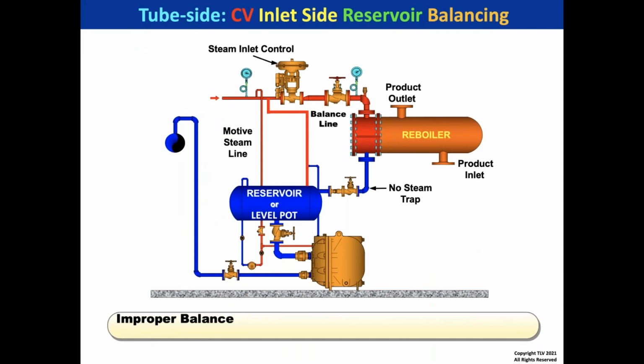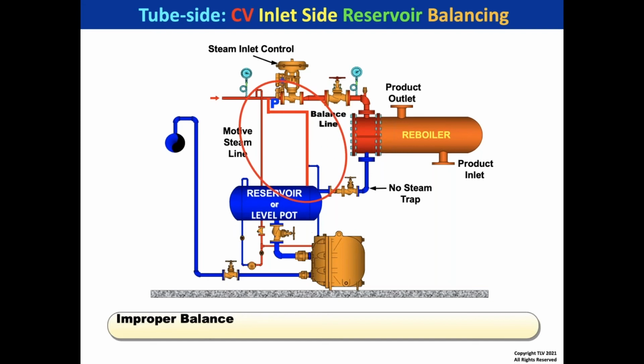All right, so let's take a look at balancing, and here what you're seeing is a level pot or a reservoir. A level pot is used with a control valve, a reservoir is used with a pump trap. There are some subtle differences, but first of all, let's take a look at balancing to the inlet side of a control valve. This is really not a good idea, and I'm going to explain why.